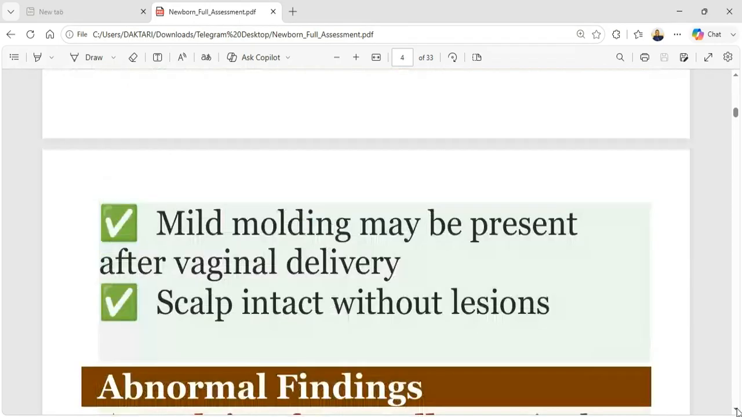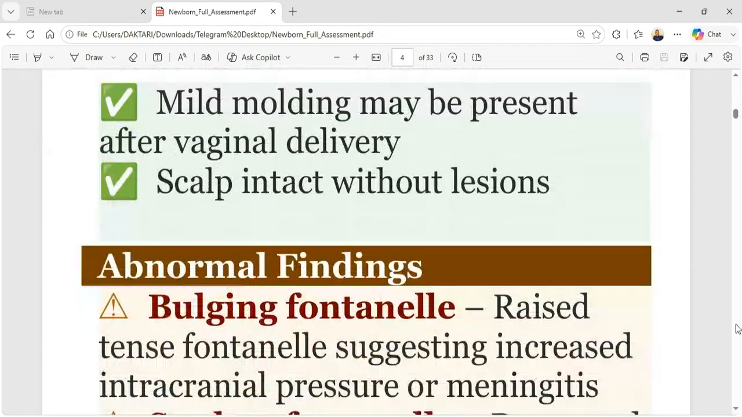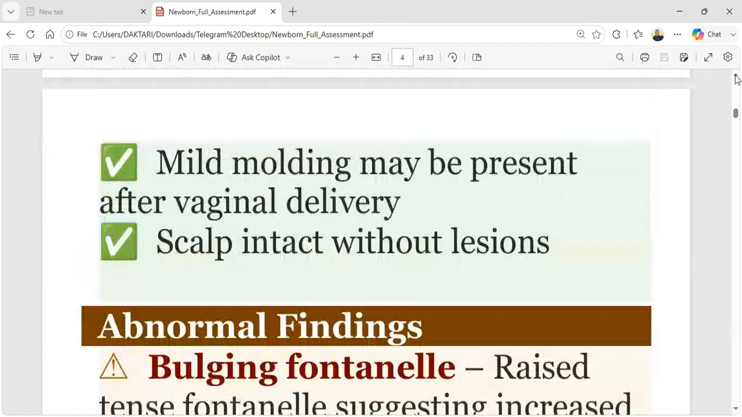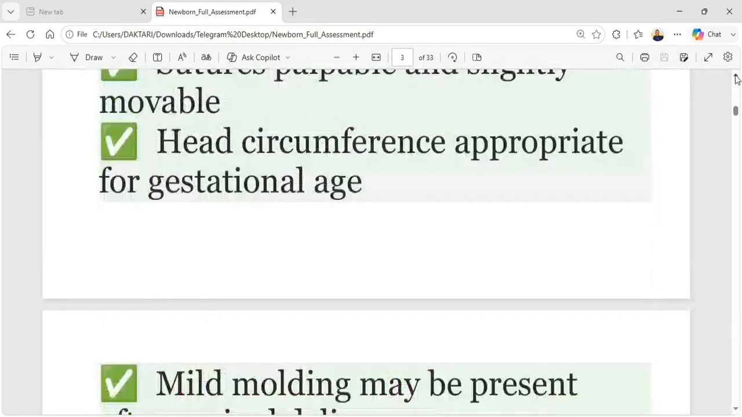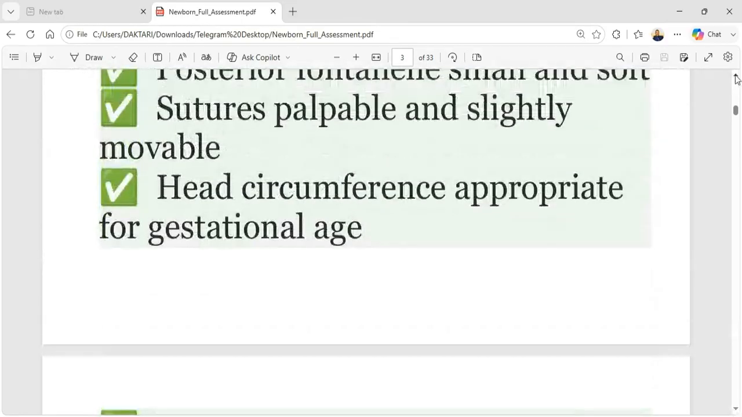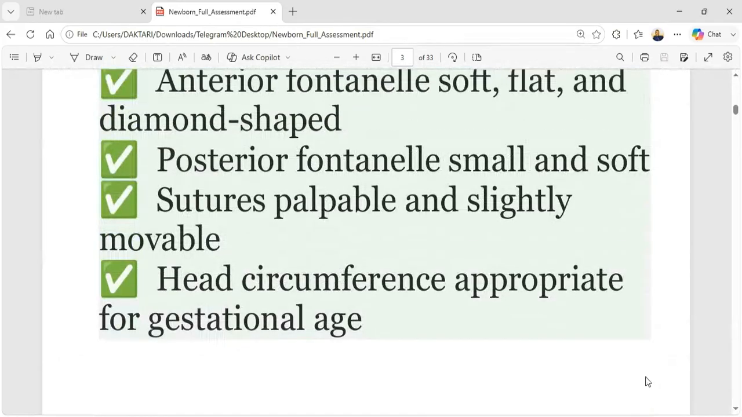Mild molding may be present after vaginal delivery, and the scalp should be intact without any lesion. If you find any lesion, that's a degree of mechanical injury during the birth. Head circumference should be appropriate for gestational age. We measure head circumference using a tape measure. A head circumference of around 30-something centimeters gives us an indication of a normal head circumference.